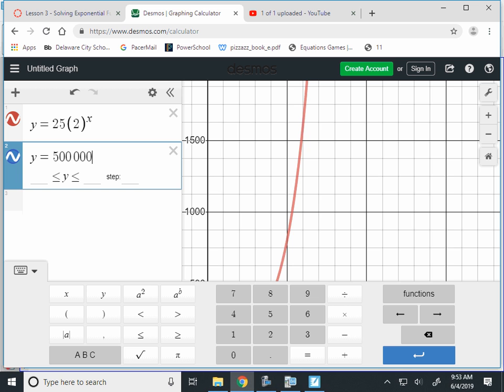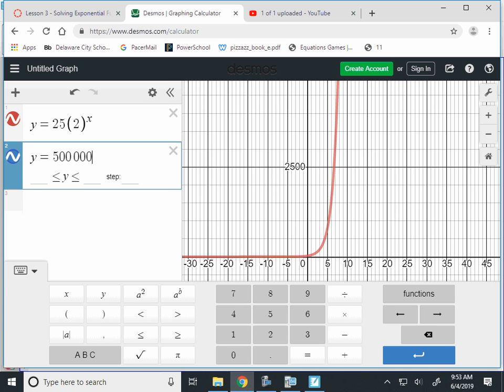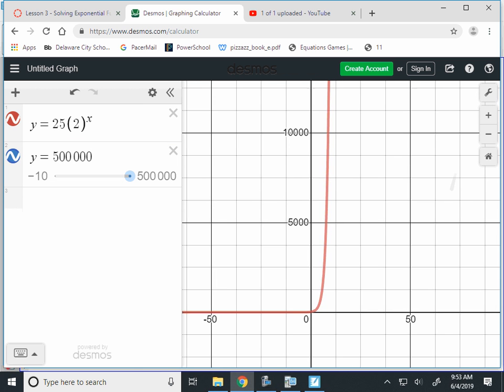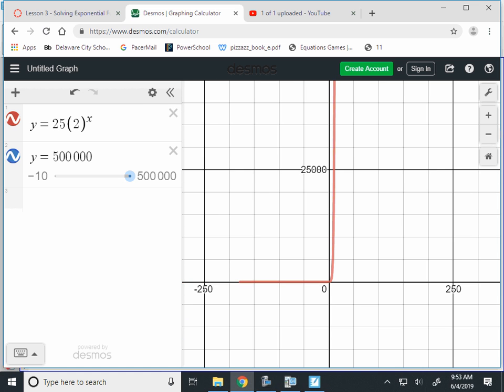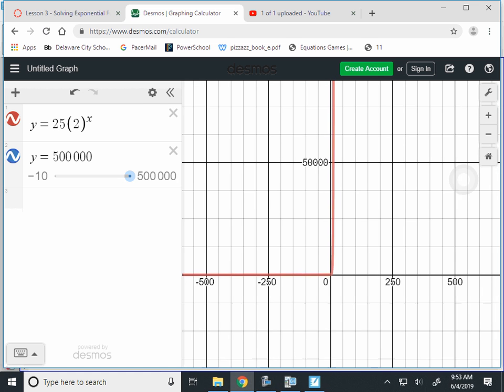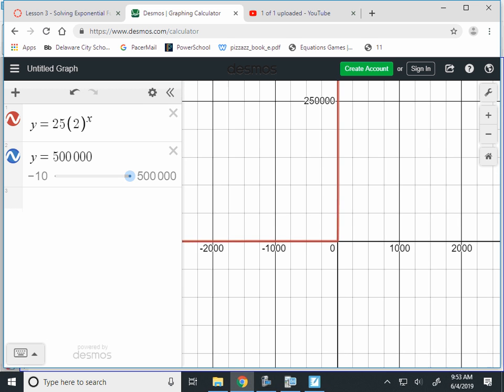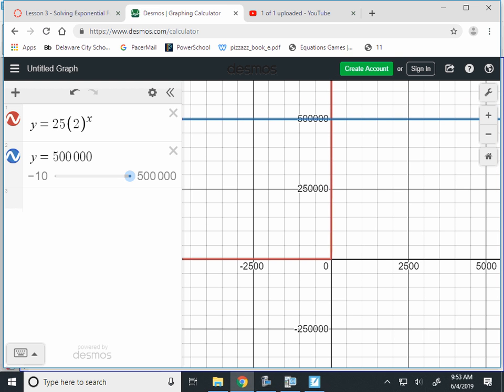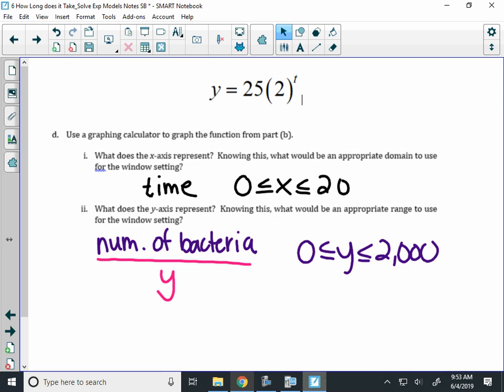I just have to zoom out a little bit. If I zoom out, keep going, there's a lot there, it's okay. It's hard to tell, but that's where they intersect. Notice the time is at 14.288. That's in between 14 and 15. So you can always graph it and find the intersection to find the time. So that's between 14 and 15 hours.